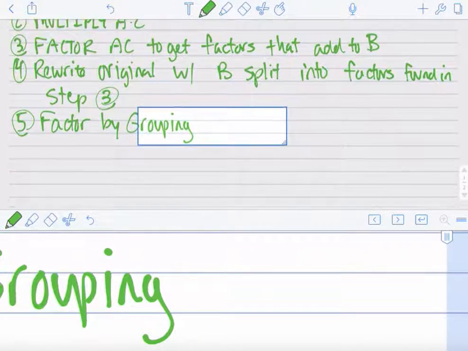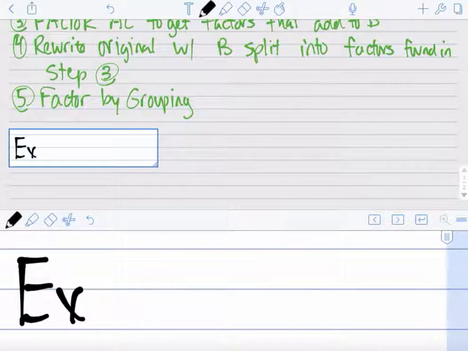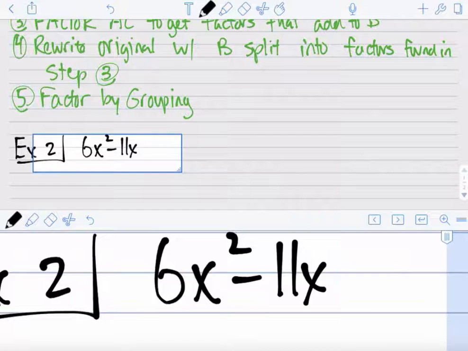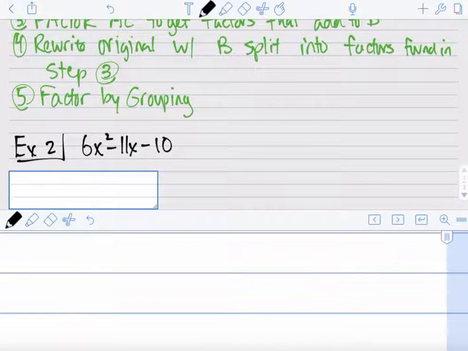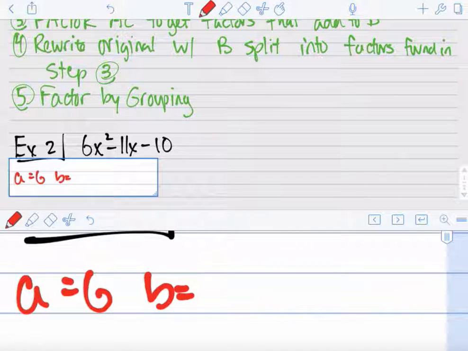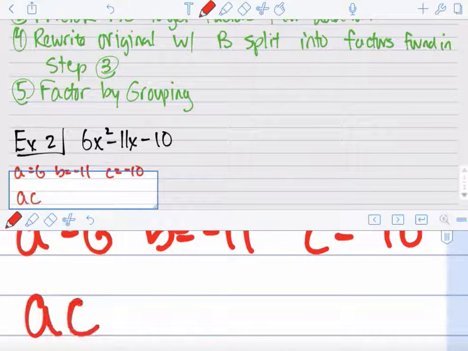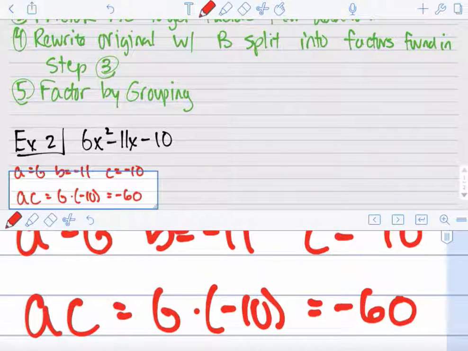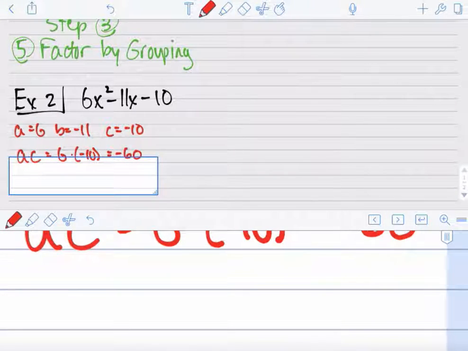Okay, so let's look at another example. Example 2. 6x squared minus 11x minus 10. So I came over here and I did some work. I particularly did A is equal to 6, B is equal to negative 11, C is equal to negative 10. AC then is 6 times negative 10, or negative 60. And I want factors of negative 60 that give me a negative 11.